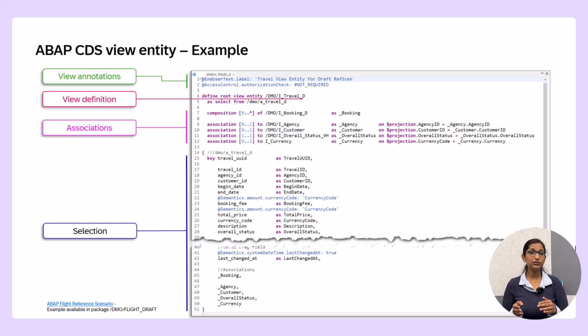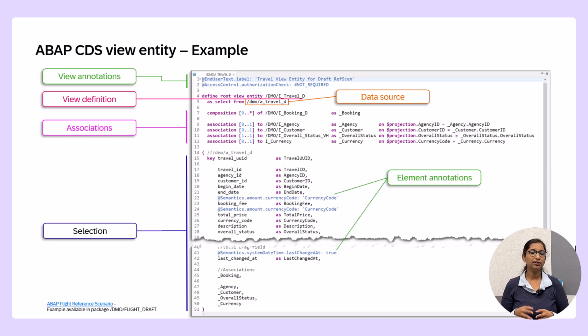An annotation used before the define view statement is valid for the entire CDS view. The annotation that is added before an element is valid for that particular field. Then you have a define statement. A CDS view is defined for existing database tables, or it could be any other CDS views. The name of the CDS view is defined after define view.